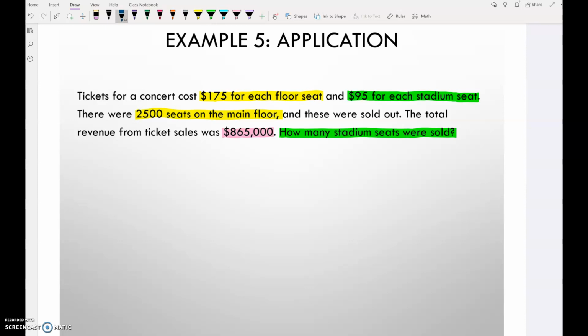So, 1 floor seat is $175. How much is 2 floor seats? 2 times 175. If you want 5 floor seats, it's 5 times 175. If you take $175 times the number of floor seats, that will give you the amount of money for floor seats.